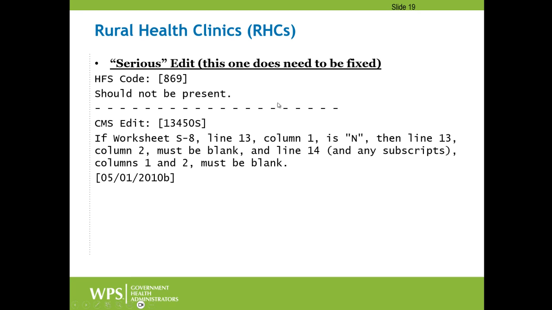This one does need to be fixed, though. This is another serious edit. It says if worksheet S-8 line 13 is no, then line 13 column 2, of course, must be no. In other words, how many units do you have? That must be blank, actually. And if you're not consolidating, then there's no reason to use line 14 and subscripts, which are the listing of consolidated units. So that's a pretty logical one. But if this is yes, of course, you need to fill all that stuff out.